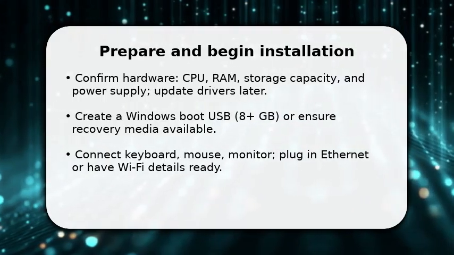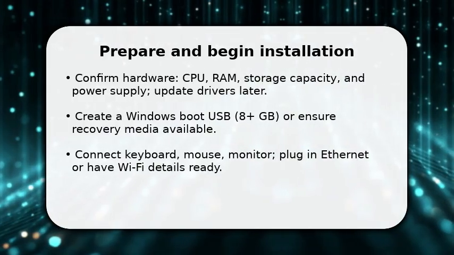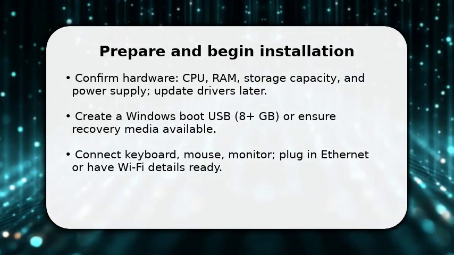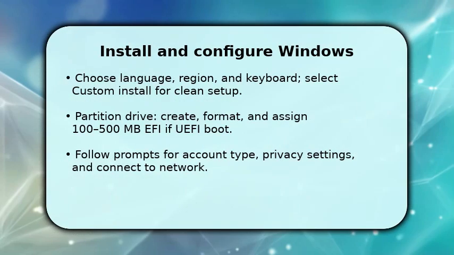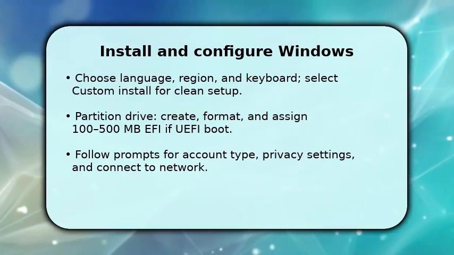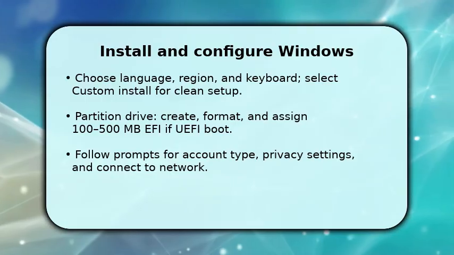Reboot and enter your PC's boot menu or BIOS with the shown key, then select the USB installer. This gets you directly into the Windows setup environment to begin installing. Once the installer runs, choose Language and Custom Install to control partitions and avoid leftover OS files.